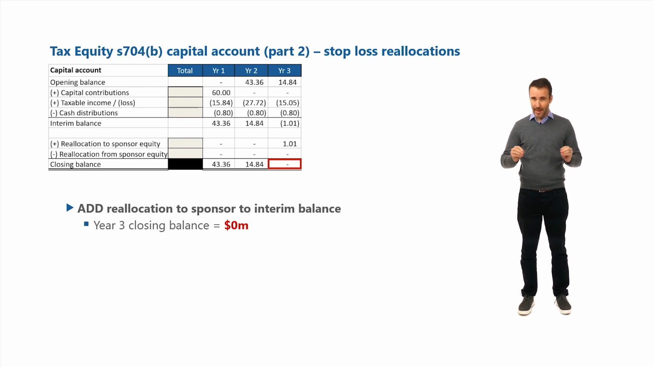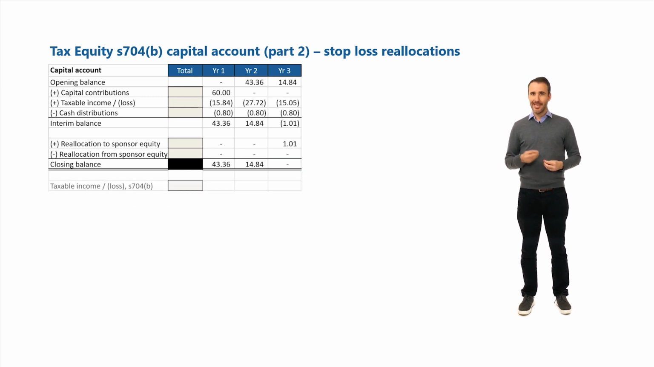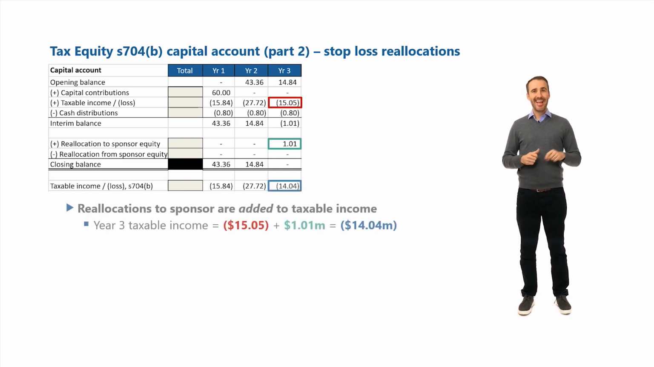But this has come at a price. Let's look at the taxable income to the tax equity partner. In years 1 and 2, tax equity receives the full tax loss of 15.84 million and 27.72 million respectively. And in year 3, the initial loss was 15.05 million, but we reallocate away 1.01 million of this to the sponsor partner, leaving the taxable income for year 3 as the 15.05 million less the 1.01 million, or 14.04 million.